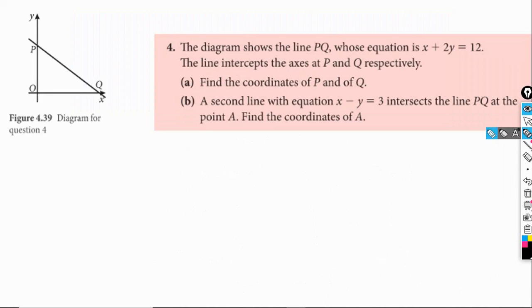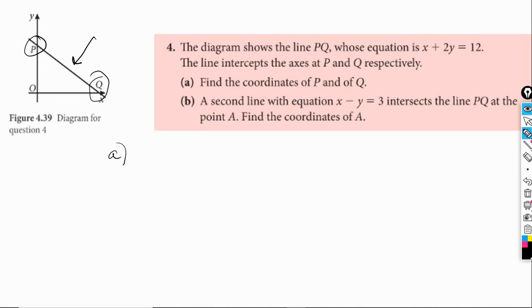Very well, so here we are in question number 4, and it says the diagram shows the line PQ, whose equation is x plus 2y equals 12. The line intercepts the axes at P and Q, respectively. So part A, find the coordinates of P and Q.